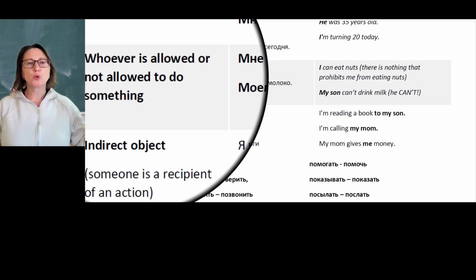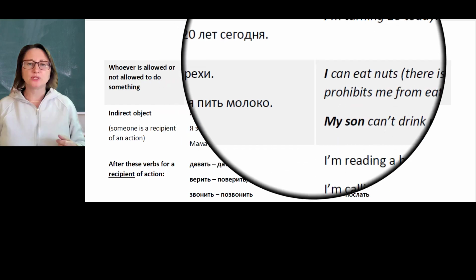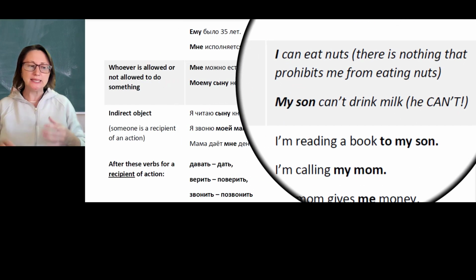Whoever is allowed or not allowed to do something. Like there is a permission given to me, to him, to my brother, and so on. And here I want to show you the English translation. As you can see, in English, you often express it with can or cannot, even though we're implying allowed, not allowed, prohibited. So for example, I can eat nuts, meaning I do not have an allergy. There is nothing that prohibits me or stops me from eating nuts. And it's kind of a regulation of some kind. Like if I have an allergy, there is a regulation that I shouldn't be eating nuts.